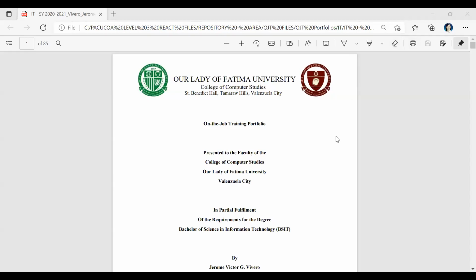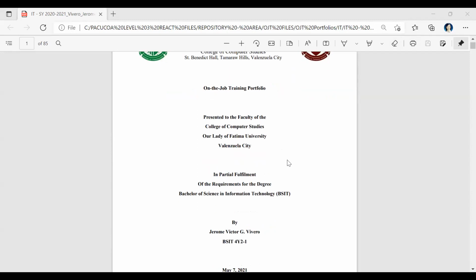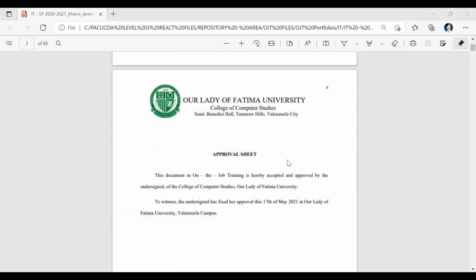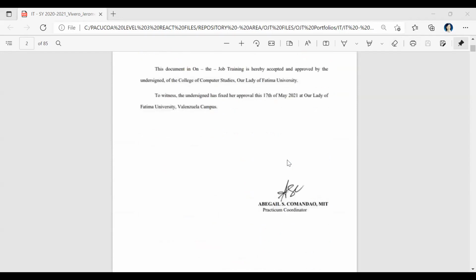Good day, class. As I am going to orient you again with the output at the end of the 500 hours of your internship or OJT. This is the on-the-job training portfolio. And as you can see, there's the cover and the approval sheet.